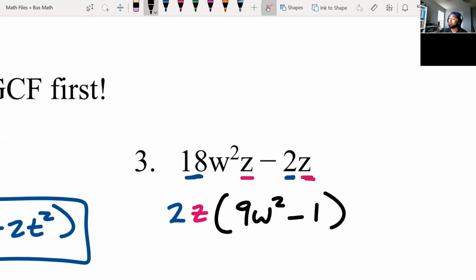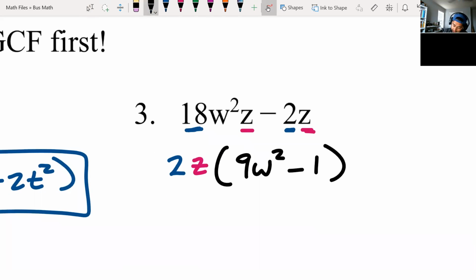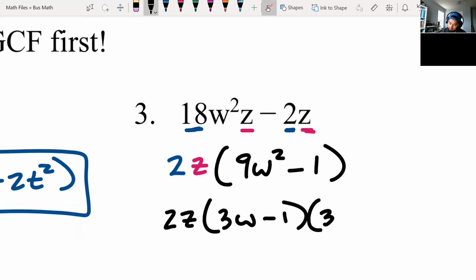Now, can we factor the inside more? Is 9 a perfect square? Yes. Is 1 a perfect square? No. You sure? 1 squared is? One. So 1 is definitely a perfect square. So what would this factor to then? 3w minus 1 and 3w plus 1. That's it.